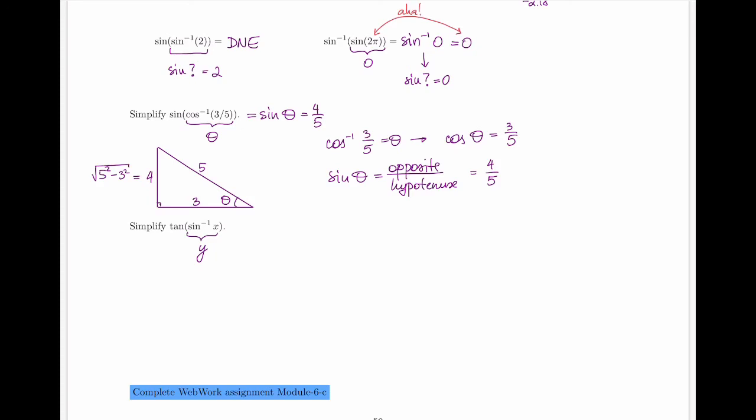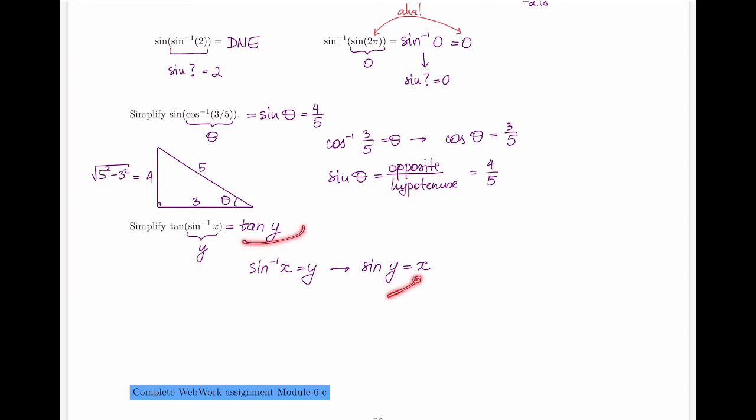Let me write this out on the side here. Sine inverse of x is y. And what I'm after now is tangent of y, right? Tangent of y. This whole thing inside is now called y. What I know is sine inverse of x is y, and again, I can rewrite this in terms of non-inverse trigonometric functions as sine of y is equal to x. Well, this is good news because I now know what sine of y is, it's x.